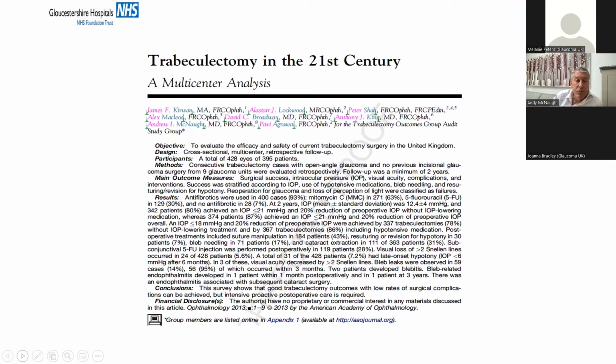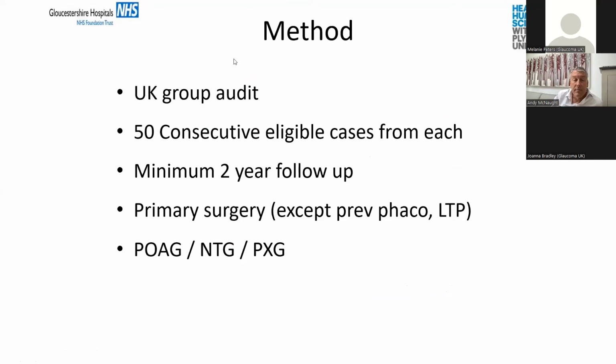And this is it. It was called Trabeculectomy in the 21st Century. And that's a UK-based study showing that trabeculectomy is much more effective and safer than some of the earlier reports from before then. So next slide, thanks. So it was a UK-based study. We had to all provide 50 consecutive cases of trabeculectomies, and we had to show the results from the surgery at 2 years of follow-up.